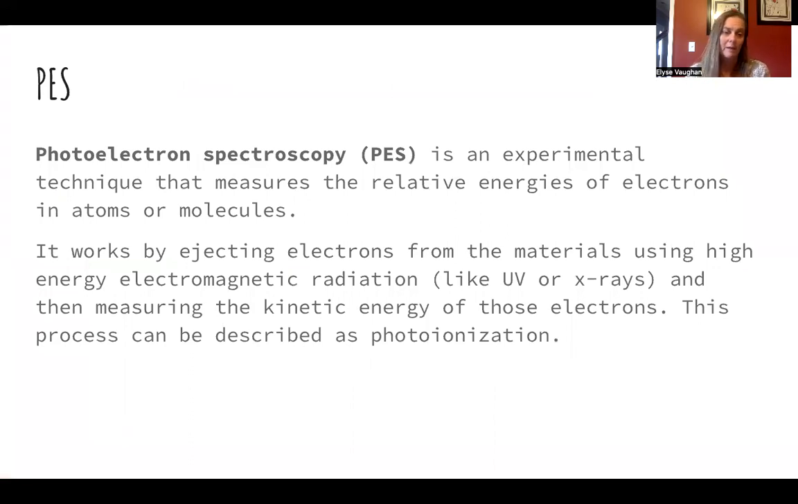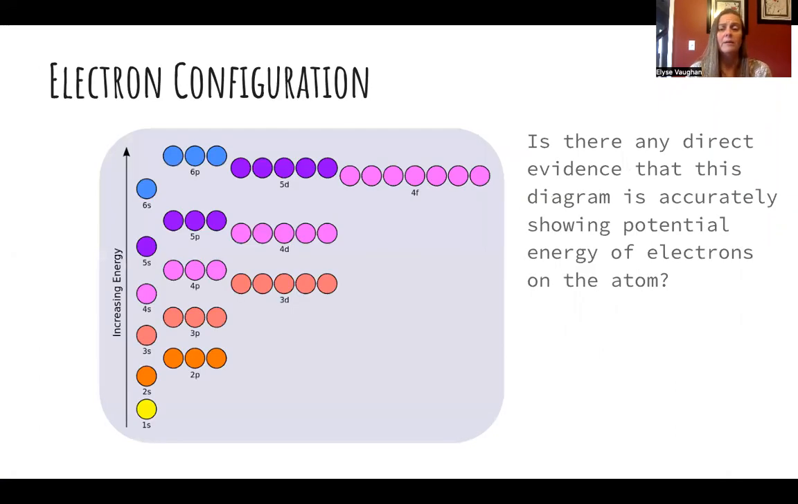So first, what is it? So photoelectron spectroscopy is a lab technique that measures the relative energies of electrons in atoms or molecules. So it basically works by kicking electrons out using high energy electromagnetic radiation and then measuring the kinetic energy of those electrons. So we're seeing how much energy we put in and what energy those electrons have when they go out. And the difference between the two is the amount of energy required to remove that electron. So photoionization, we're ionizing through light.